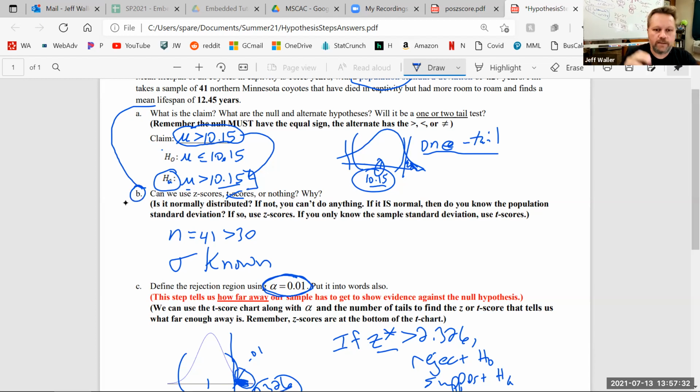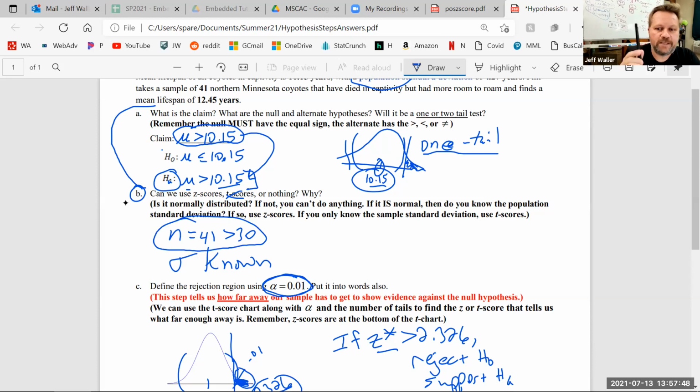So part B is a very familiar step. There we go. Part B is the step, is it normal enough, right? And so, is it normal enough? Yes. Is everybody cool with that?